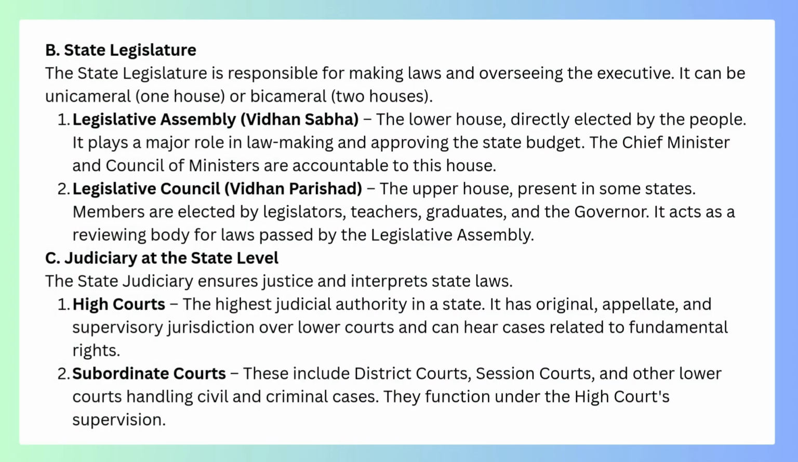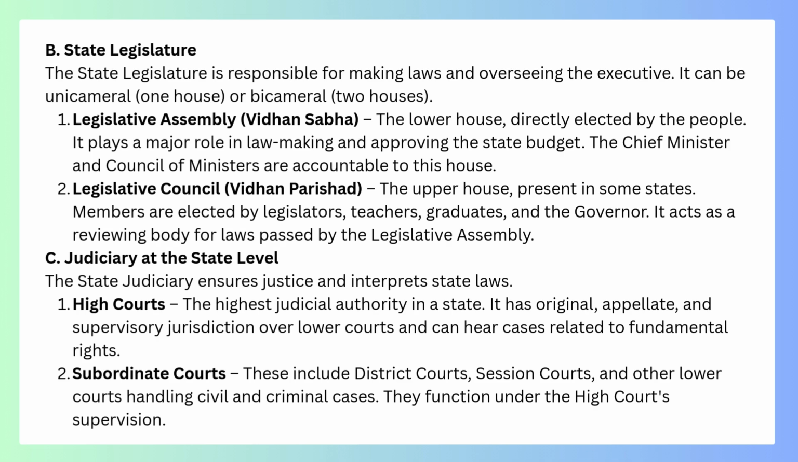B. State legislature. The state legislature is responsible for making laws and overseeing the executive. It can be unicameral, one house, or bicameral, two houses. Legislative Assembly, Vidhan Sabha, the lower house, directly elected by the people. It plays a major role in lawmaking and approving the state budget. The chief minister and council of ministers are accountable to this house. Legislative Council, Vidhan Parishad, the upper house, present in some states. Members are elected by legislators, teachers, graduates, and the governor. It acts as a reviewing body for laws passed by the Legislative Assembly.